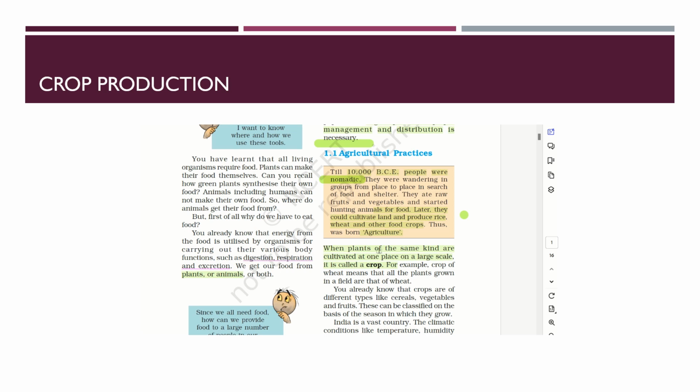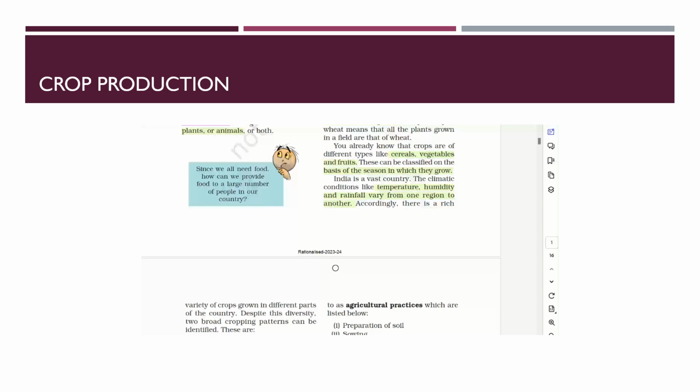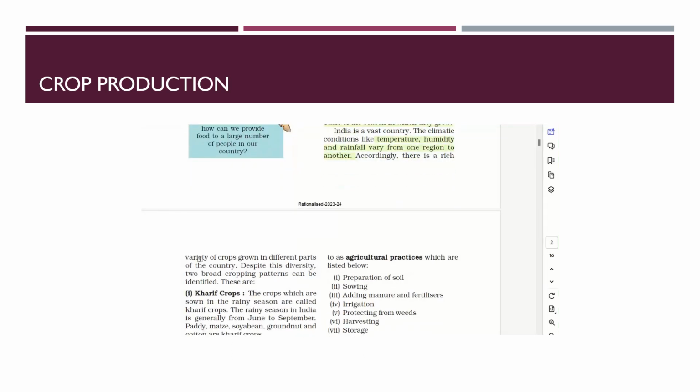So that is wheat. Now we already know several types of crops are there, different types like cereals, vegetables, fruits and all. They can be classified on the basis of the seasons in which they are produced. India is a vast country, having a variety of temperature, humidity, rainfall and all. So we can say that these temperatures vary from one region to another.